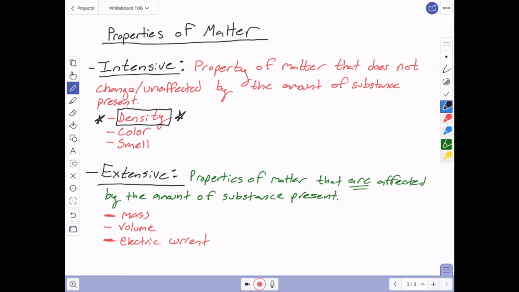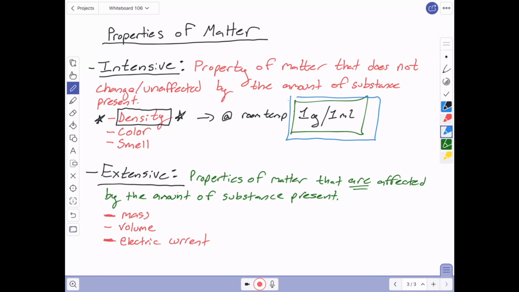A great example is the density of water. Water is a standard. The density of water we use actually as a standard a lot. So we know that the density of water at room temperature is 1 gram for every 1 milliliter. You should know that. You should have that memorized. That's something you should know from other classes, other science classes you're taking, right? Density is 1 gram per 1 milliliter at room temperature.